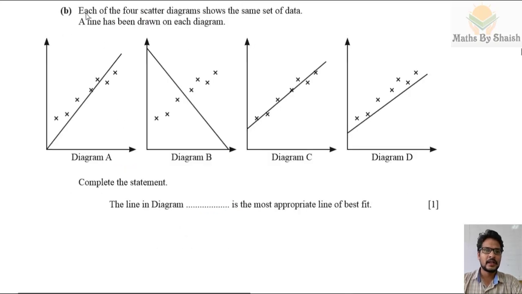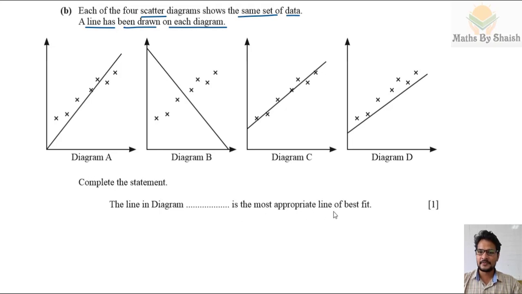And B part, each of the 4 scatter diagrams shows the same set of data. A line has been drawn on each diagram. Diagram A is this, B is this, C is this, D is this. Complete this statement. The line in diagram ___ is the most appropriate line of best fit.